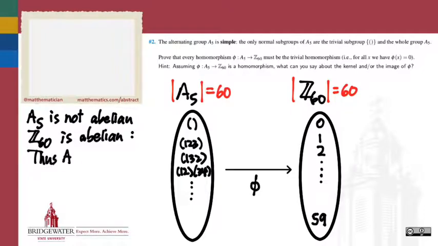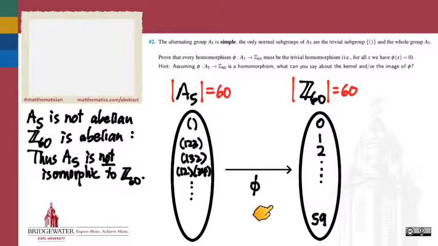Thus, A5 is not isomorphic to Z60. So we're going to keep that over here in the parking lot because we're going to need that fact to make this argument. But what does that have to do with the existence of a homomorphism between these two groups? Because we can have a homomorphism from a non-abelian group to an abelian group. That's okay. We can't have an isomorphism. We can have a homomorphism.